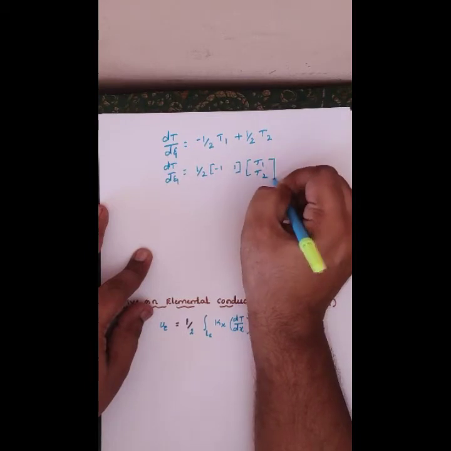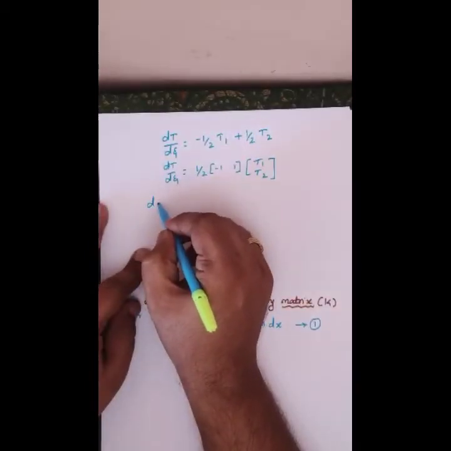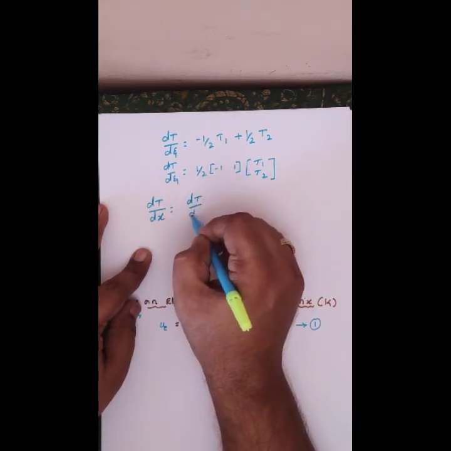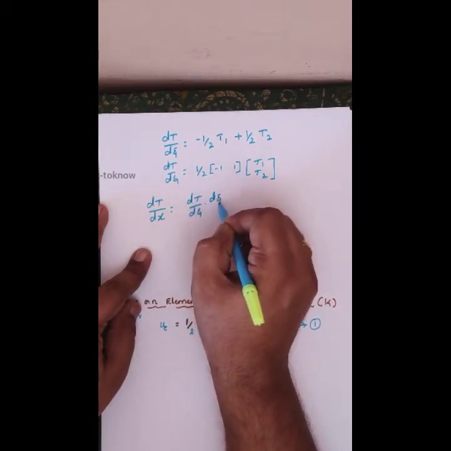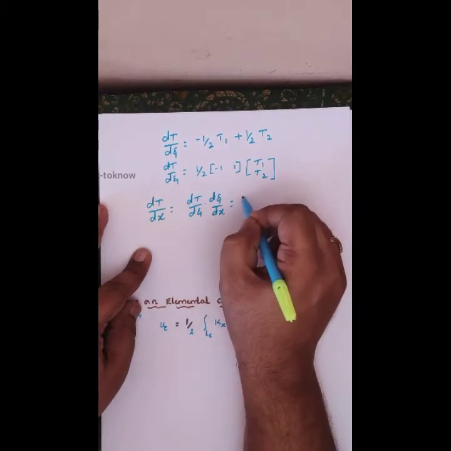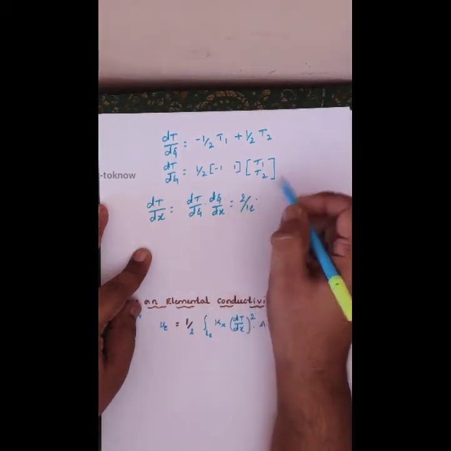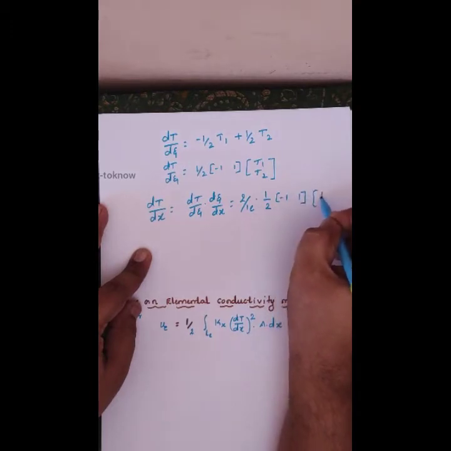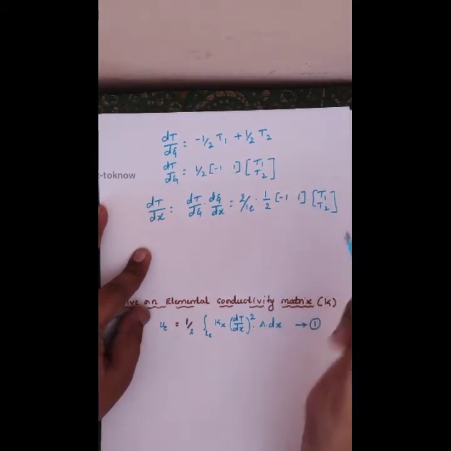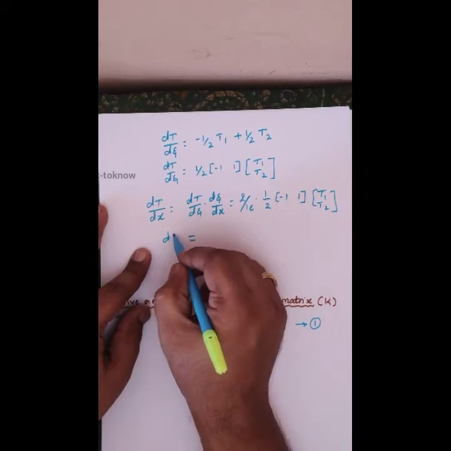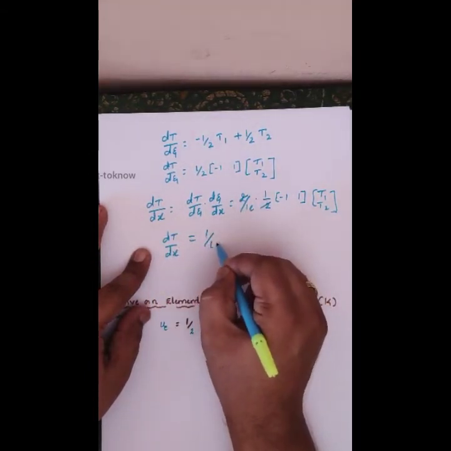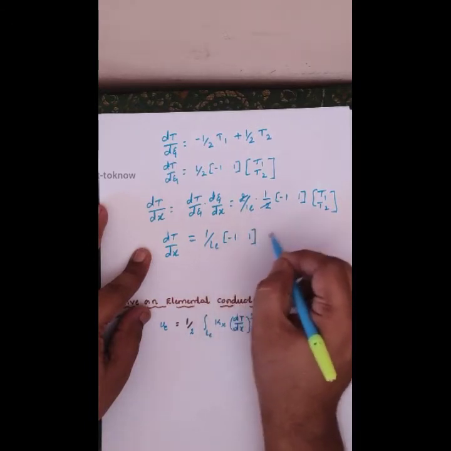Now already we know what is required: dT by dx. What is dT by dx? dT by d zeta into d zeta by dx. Already we have calculated d zeta by dx, which is 2 by Le. So dT by dx is 2 by Le into 1 by 2 into [minus 1, 1] times [T1, T2]. Just observe now, dT by dx equals, the 2 cancels, 1 by Le into [minus 1, 1] times [T1, T2].